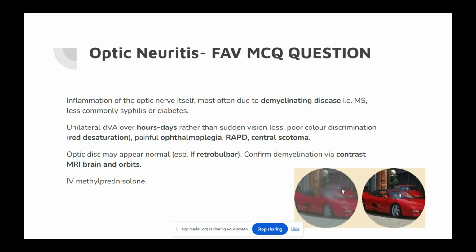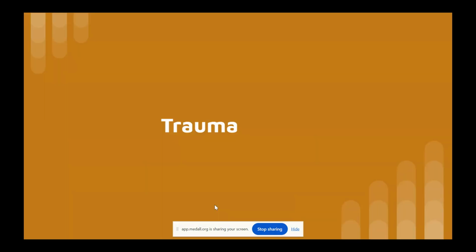This is what they would see, and this is what a normal person would see. That's what they mean when they say poor color discrimination, and especially the red appears desaturated. Their optic disc might appear normal actually, but you would diagnose it, because a lot of the times it is associated with MS or other demyelinating conditions, by doing a contrast MRI of the brain and orbits. And again, a lot of the times either of these conditions could be treated with a high dose anti-inflammatory, so you'd go for your classic IV methylpred.